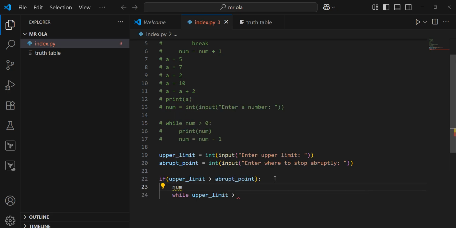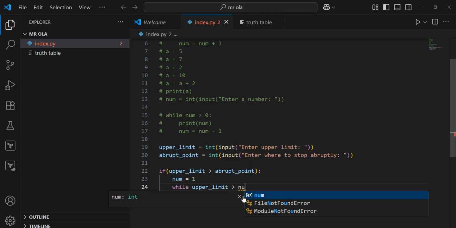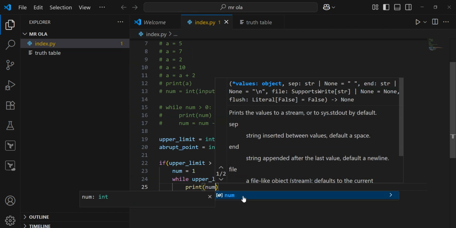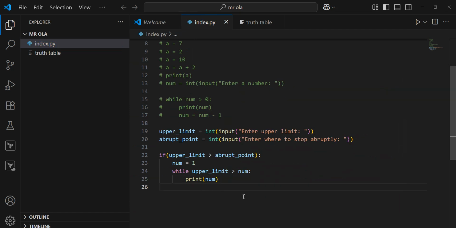When num equals 1, the upper limit is greater than num. Print num. Then num equals num plus 1. So let's say the upper limit is 10 and the second number is 5. Is 10 greater than 5? Yes, so we check it.